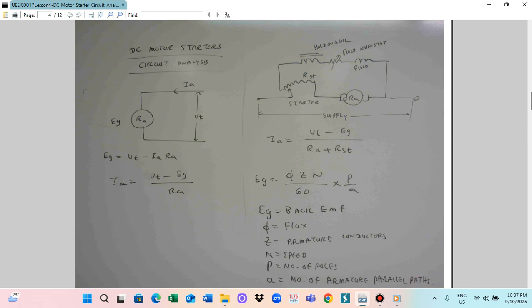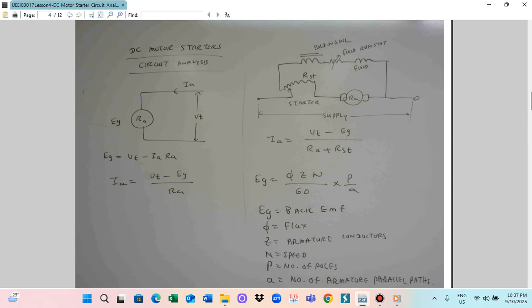To limit the starting current, you have to utilize a starting resistance. The starting resistance should be connected in series with the armature circuit. This is how we reduce the starting current. So we use a 3-point starter and a 4-point starter to limit the starting current: the 3-point starter for the shunt motor and the 4-point starter for the series and compound motor.